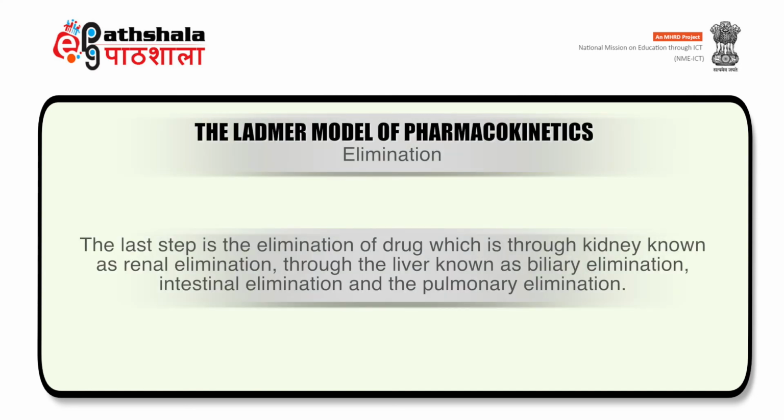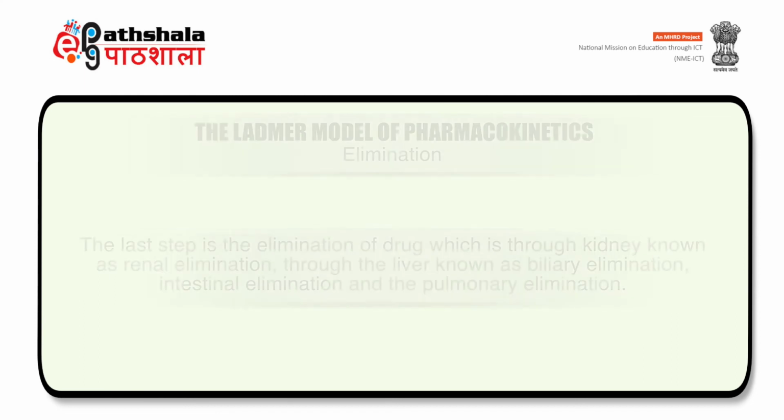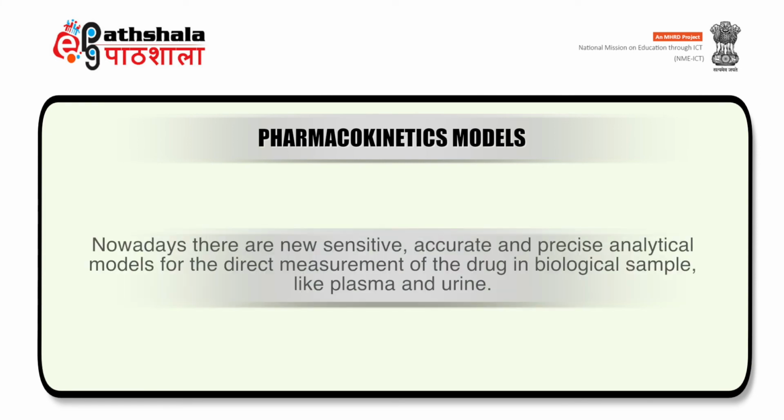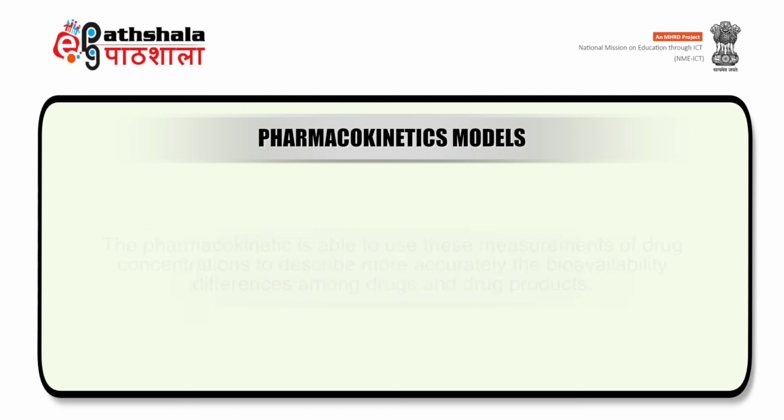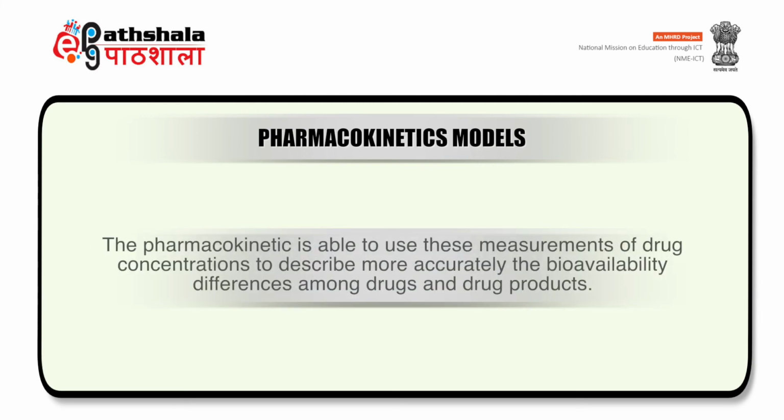The last step is the elimination of the drug, which is through the kidneys, known as renal elimination, through the liver, known as biliary elimination, intestinal elimination and pulmonary elimination. Pharmacokinetic models. Nowadays, there are new sensitive, accurate and precise analytical methods for the direct measurement of the drug in biological samples like plasma and urine. Pharmacokinetics is able to use these measurements of drug concentrations to describe more accurately the bioavailability differences among the drugs and the drug products.